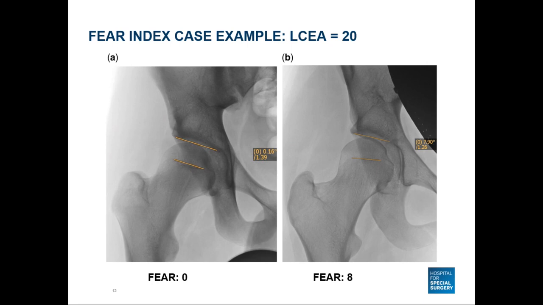And so a case study of the application of the FEAR index: two patients with a lateral center edge angle of 20. The patient on the left has a FEAR of 0, and the patient on the right has a FEAR of 8. In the hip on the left, you may consider doing an isolated arthroscopic intervention, with a stable congruent joint.